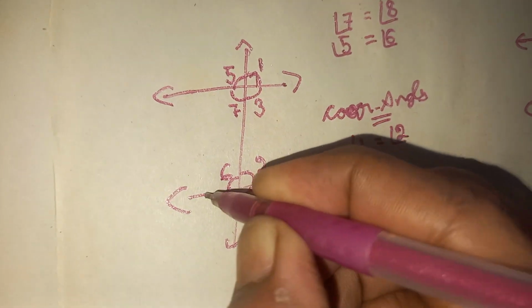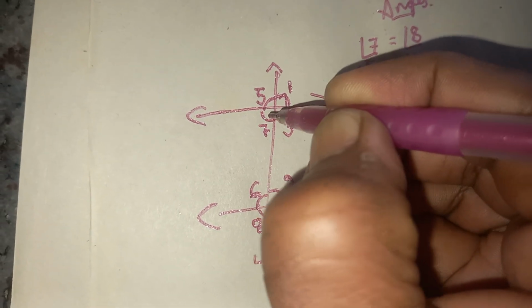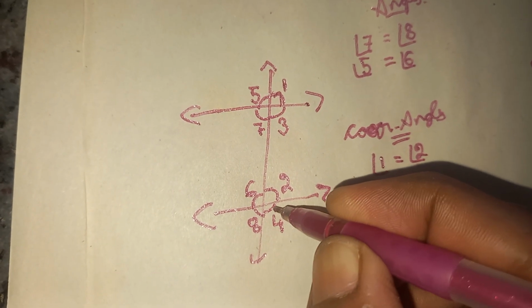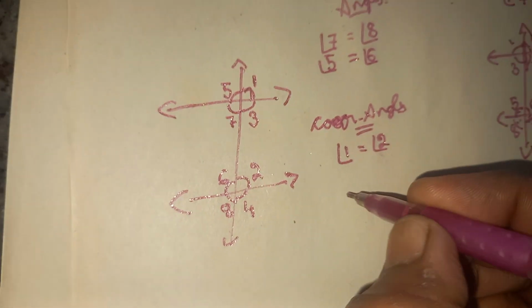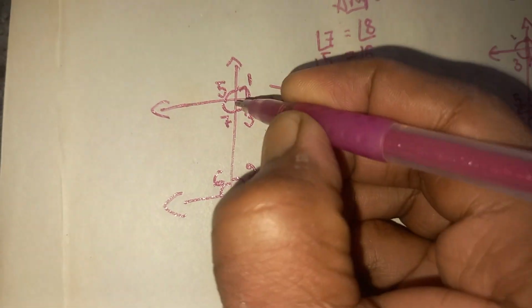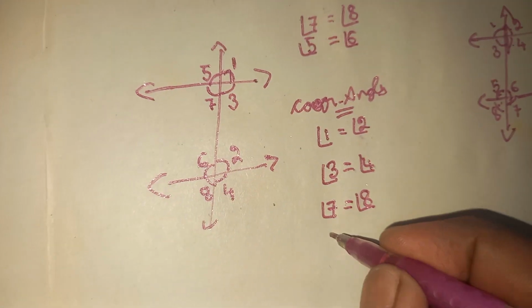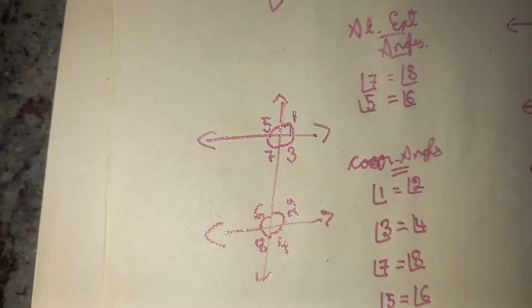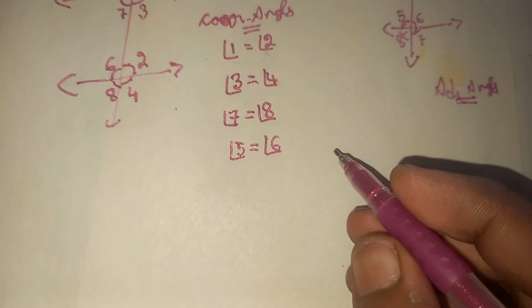See here, this is below the parallel line and on the left side. This is also below the parallel line and on the left side of the transversal. This is below the parallel line on the right side. This is also below the parallel line on the right side. Angle 4 and angle 3. So let's write: angle 3 and angle 4 are equal, angle 7 and angle 8 are equal, and angle 5 and angle 6 are equal. Both are above the parallel lines and on the left side of the transversal. They are corresponding angles.